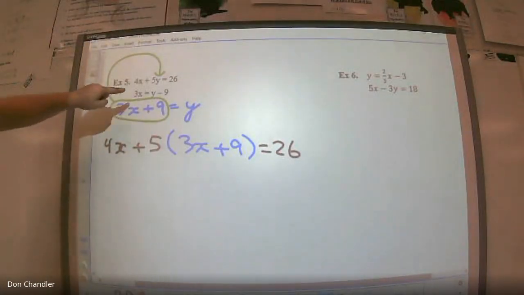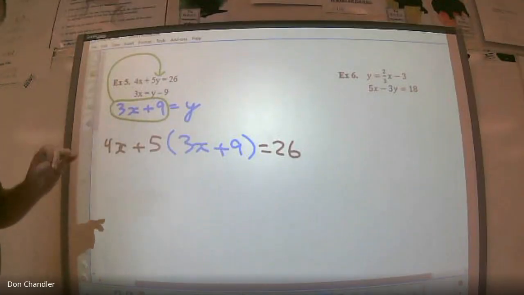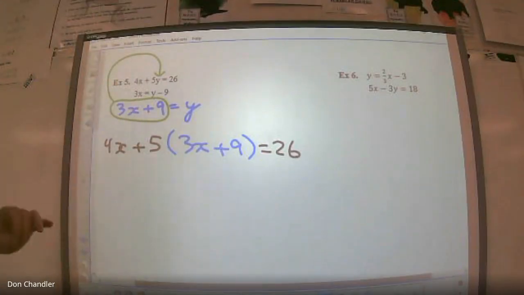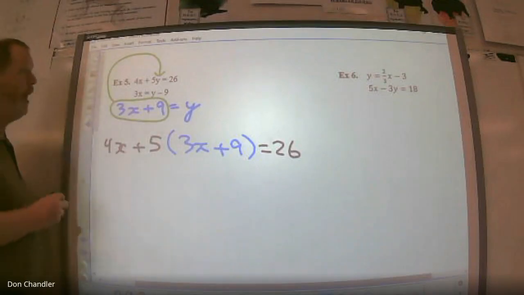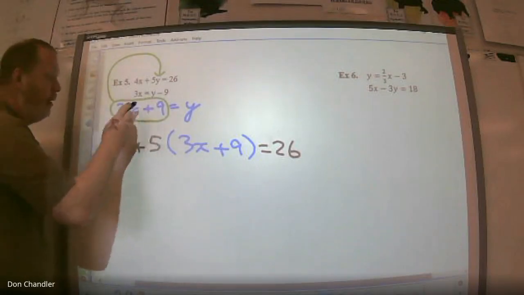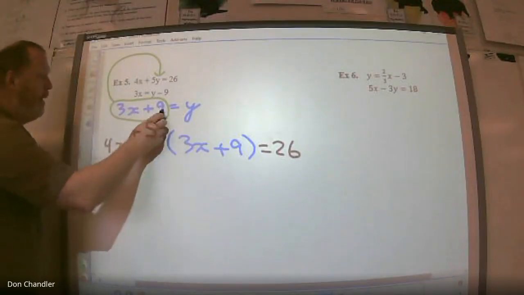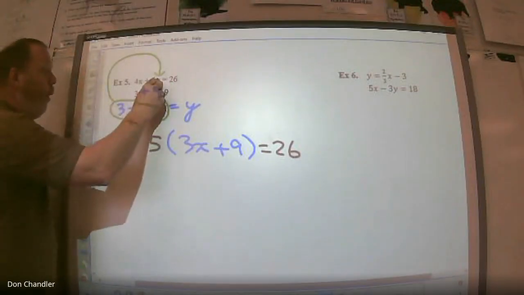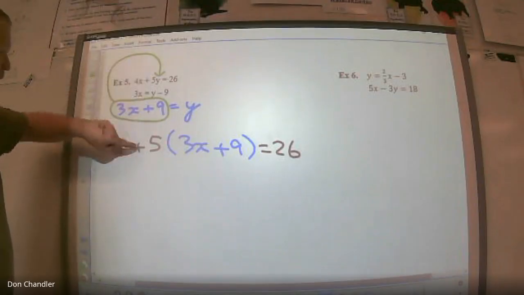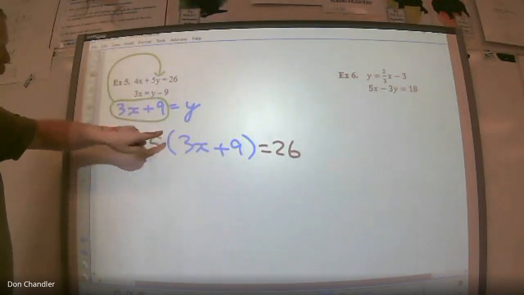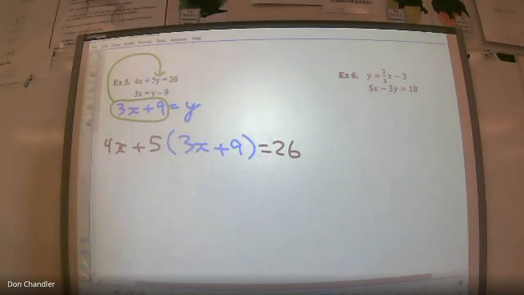So to repeat, most often, you're not given an equation set up as x equals or y equals. You've got to isolate somebody. I move the 9 back, and I get positive 9. I now substitute in 3x plus 9 for y, and I get 4x, same, plus 5, same. What's the y? 3x plus 9 equals 26.